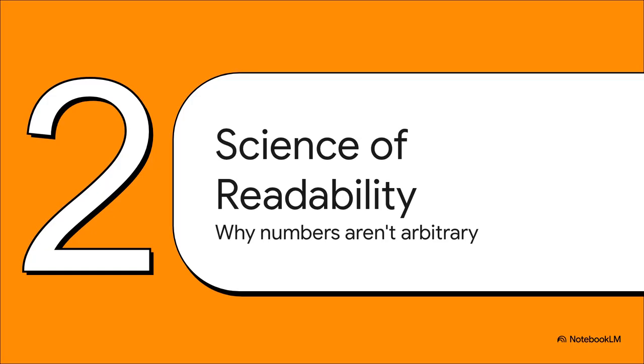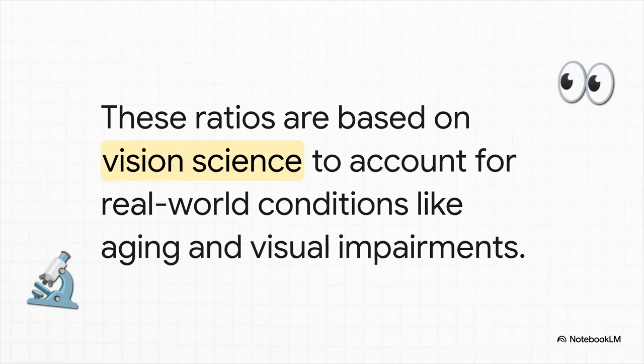But why that specific number? Why 4.5 to 1? Well, it's not just something they pulled out of a hat. These numbers are backed by some serious science about how our eyes actually work. Yeah, these rules are based on tons of research into human vision. They're designed to cover real-world situations, accounting for the fact that, hey, not everyone has 20/20 vision. Plus, our ability to see contrast naturally changes as we get older.